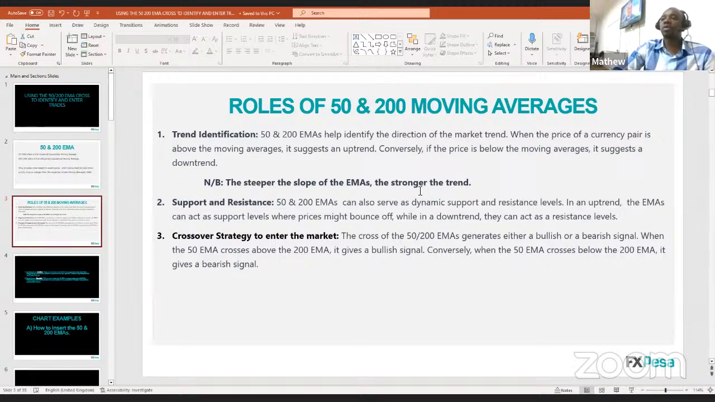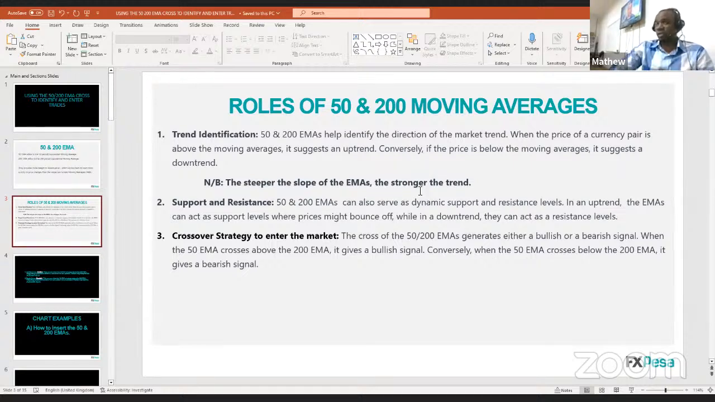And then also there's the crossover strategy to enter the market. The cross of the 50-200 EMAs generates either a bullish or a bearish signal. When the 50 EMA crosses above the 200 EMA, it gives a bullish signal. Conversely, when the 50 EMA crosses below the 200 EMA, it gives a bearish signal. This is straightforward, but it's better to have the practical part so that we can have a better understanding.